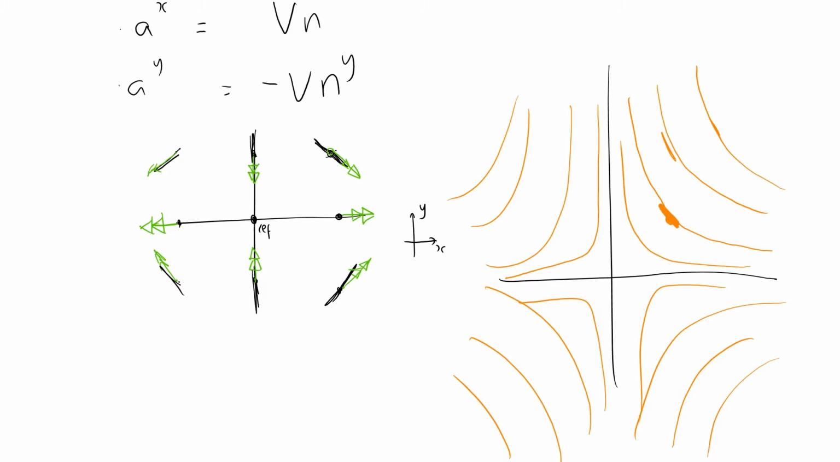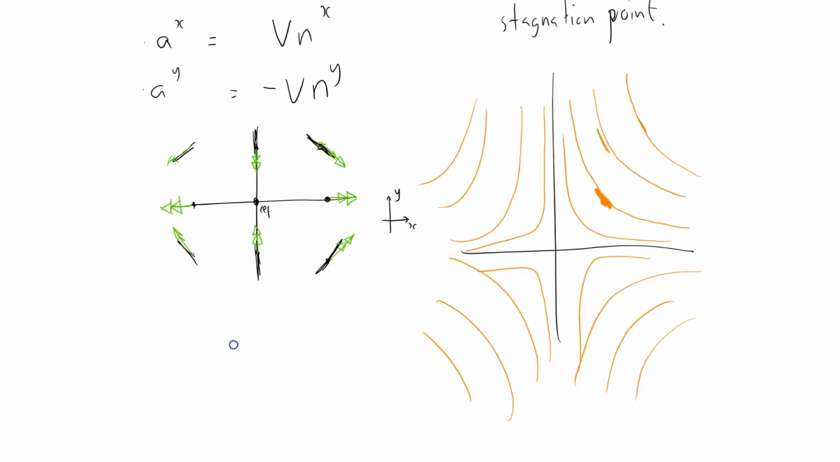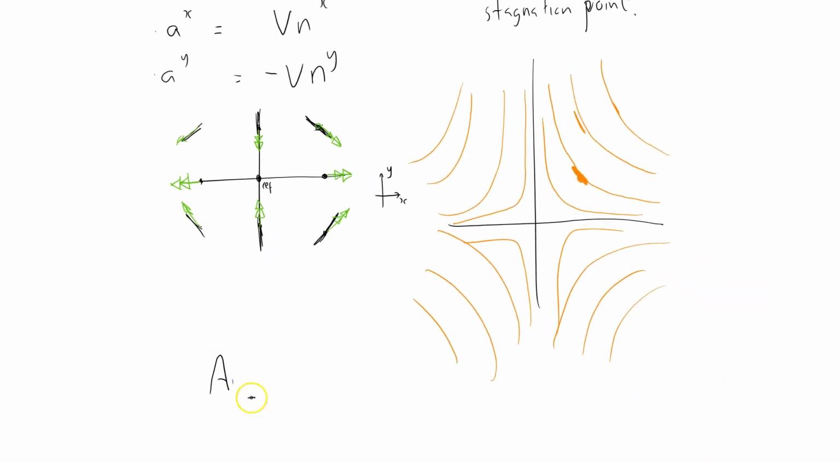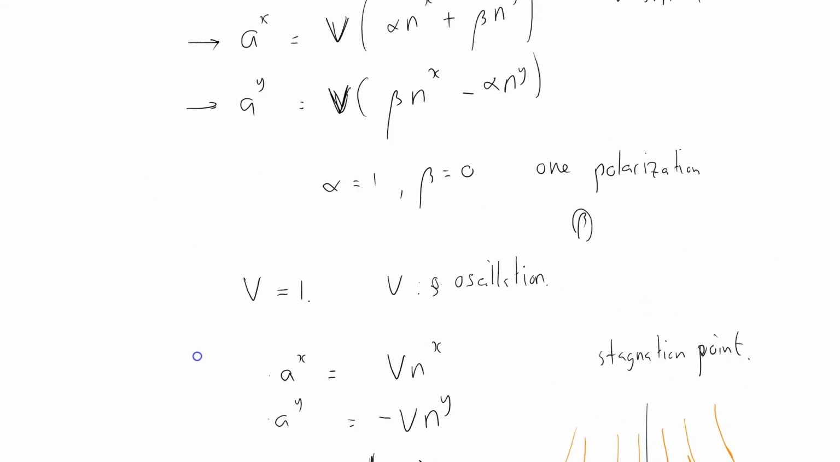And anybody who does fluid mechanics will note that this is a stagnation point, or it looks very much like a stagnation point. There we are. And so that's why we originally called it the plus component, A plus, because it's in a plus direction. We can try and do the other one. Let's have a look at the other one.